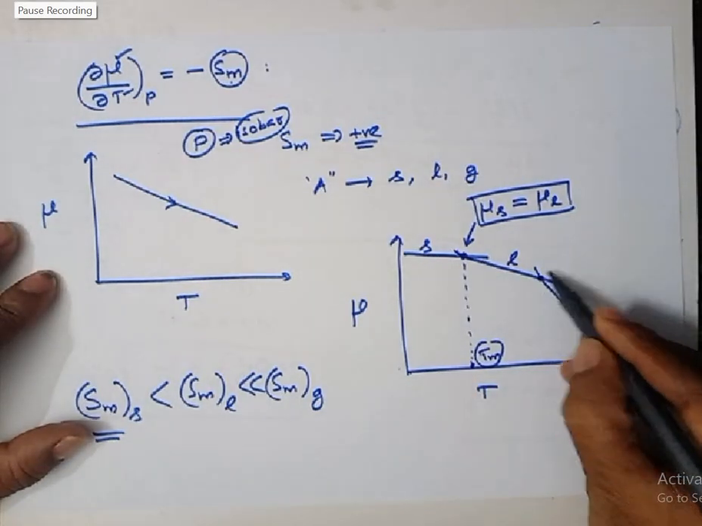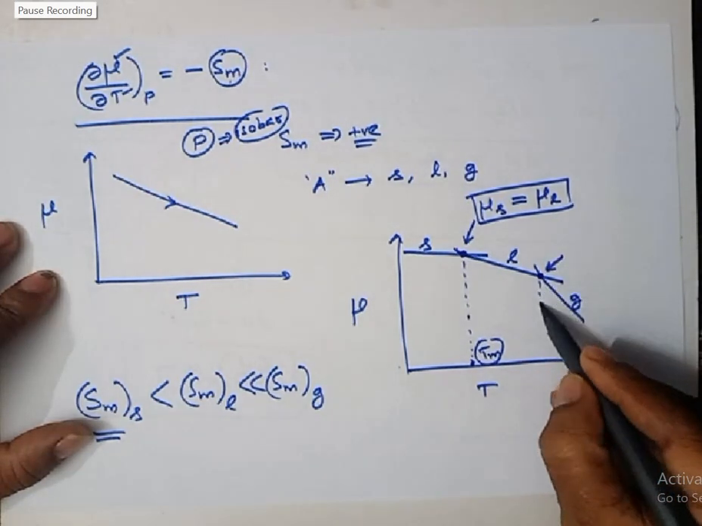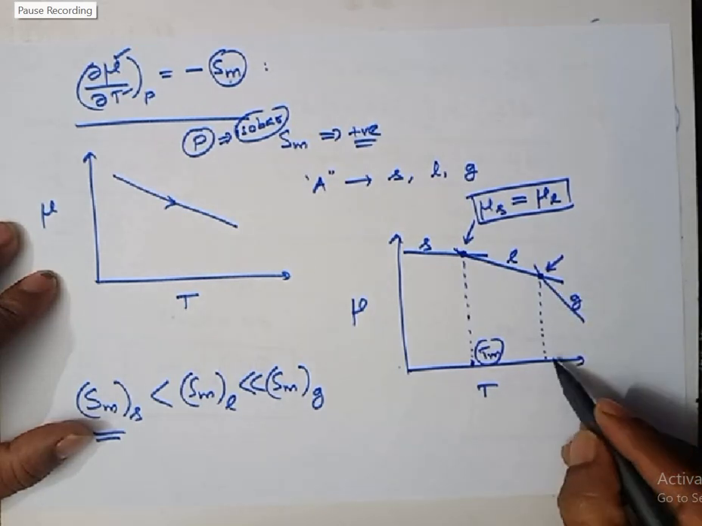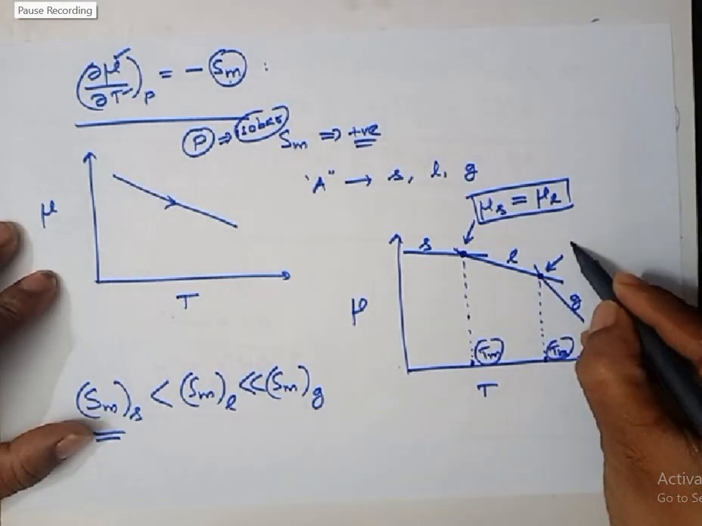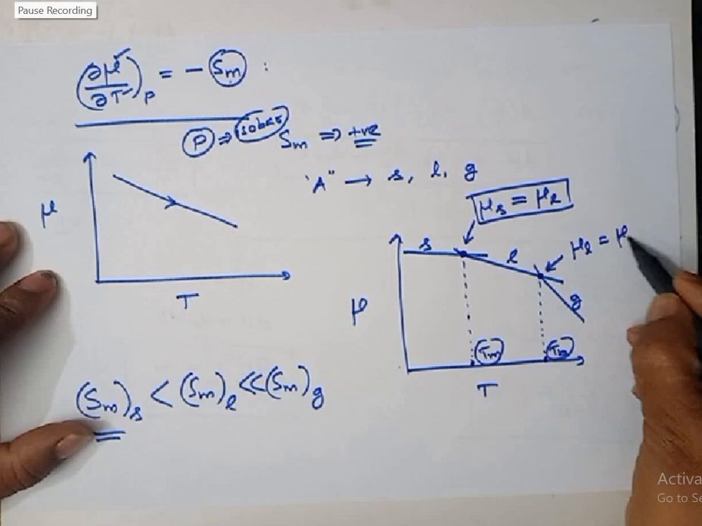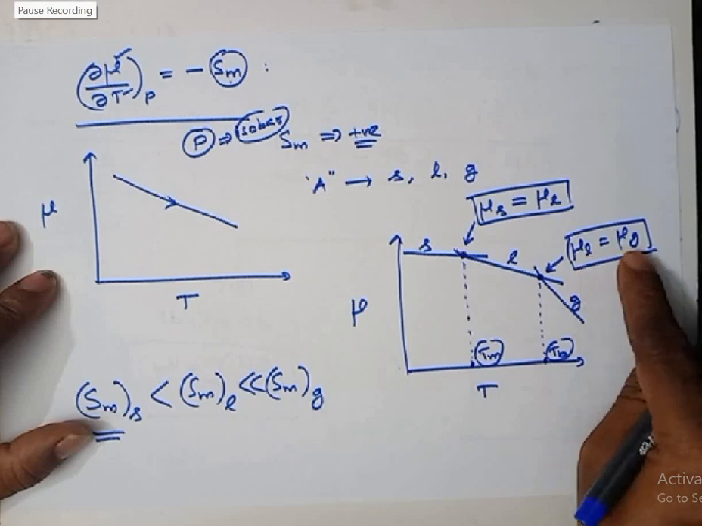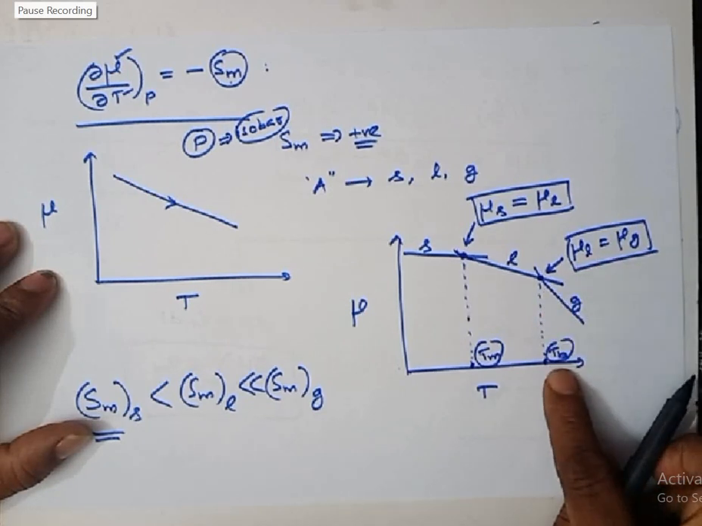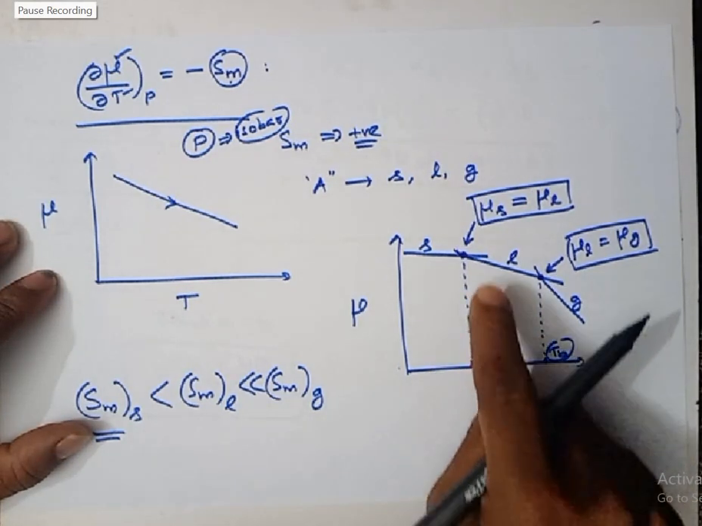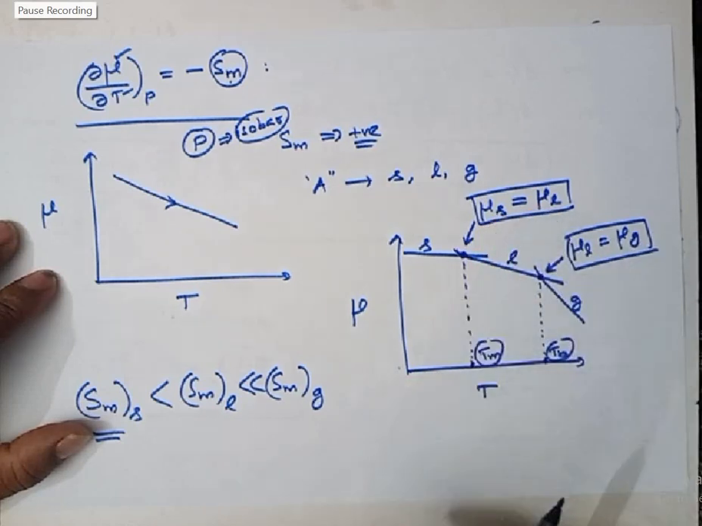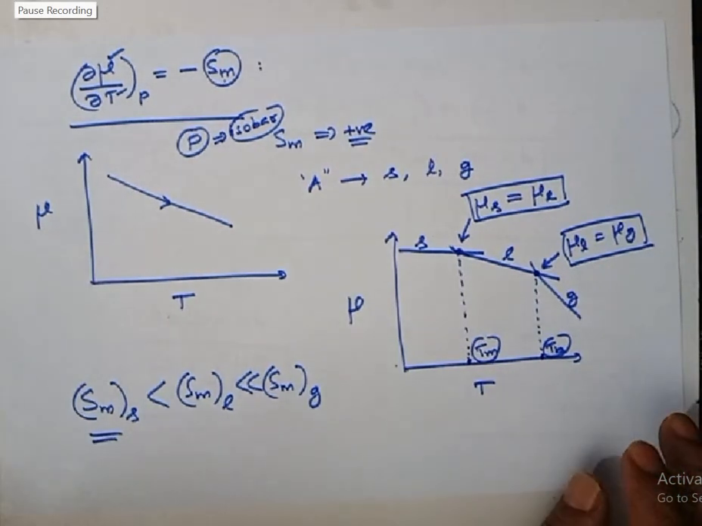Similarly, these two lines cross here. If you take the temperature corresponding to that point, it is called the boiling point, TB. At this point the chemical potential of the liquid and the chemical potential of the gas are equal. So remember, at the melting point, the chemical potential of the solid and liquid are equal. At the boiling point, the chemical potential of the liquid and gas are equal. Observe this.